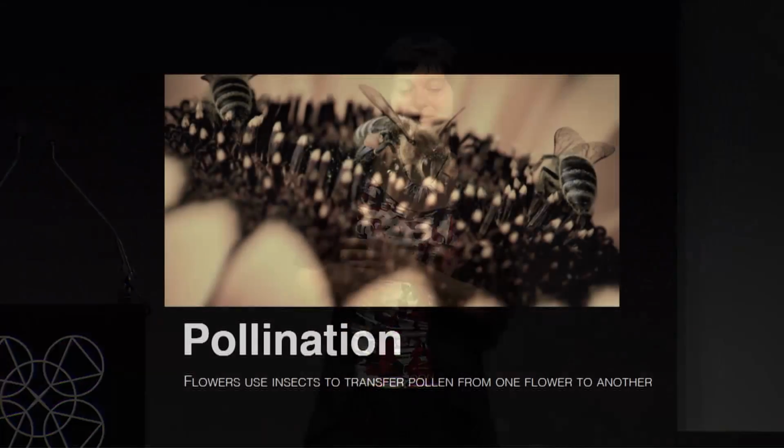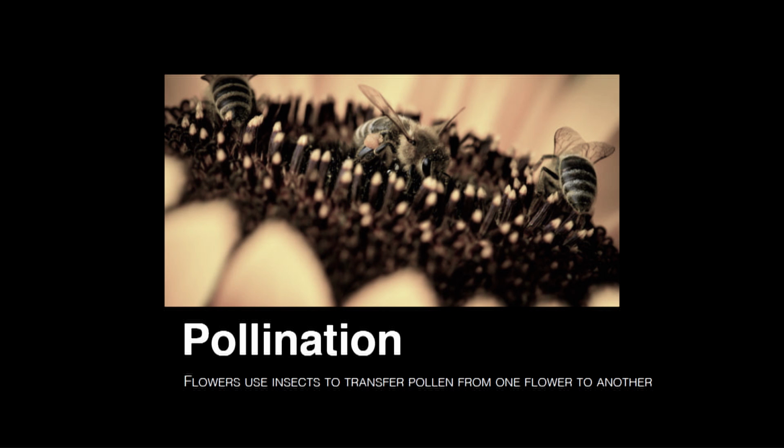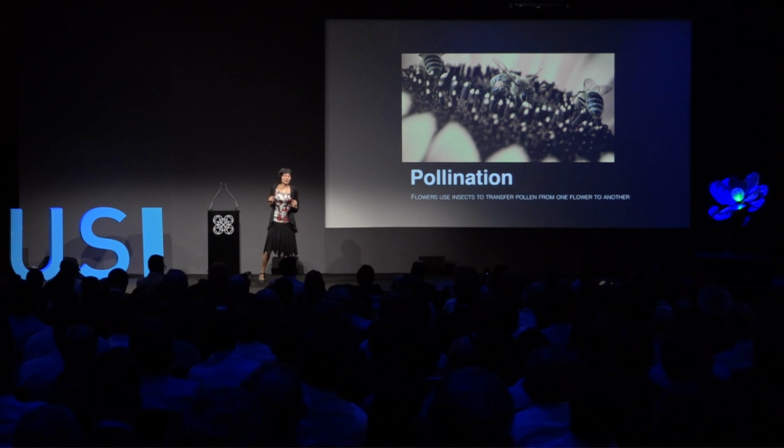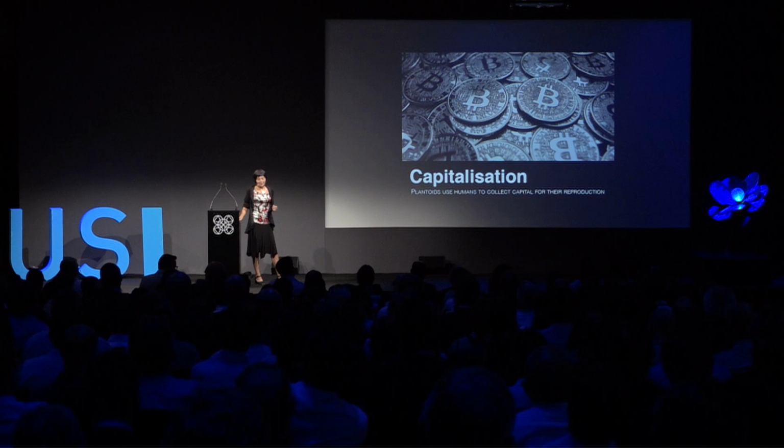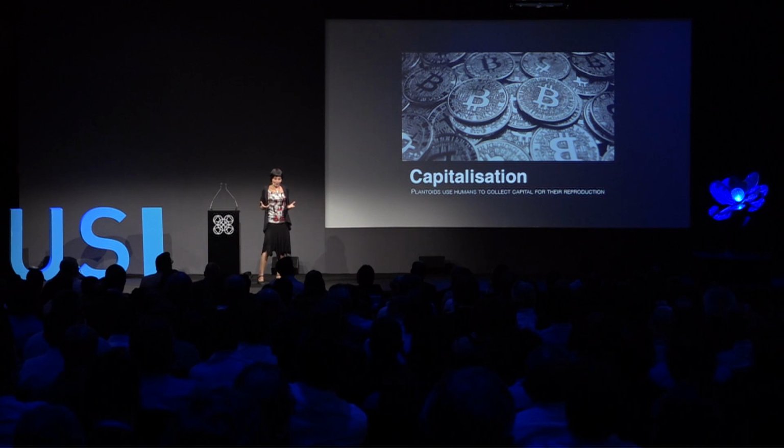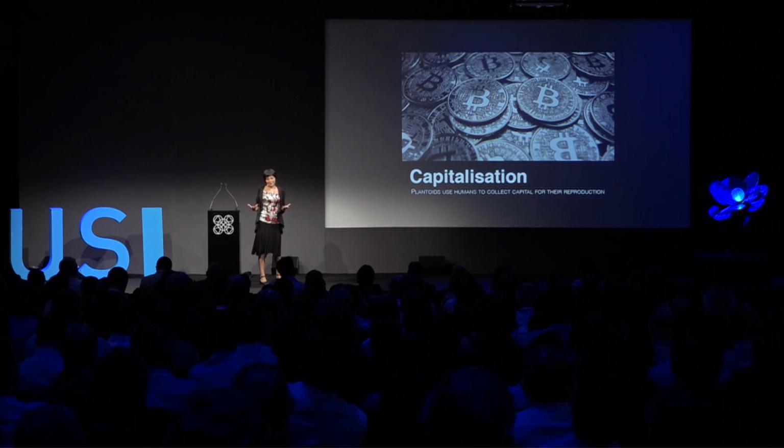So, traditional plants, most of them at least, are incapable of reproducing themselves on their own. And they need the help of third parties like bees or butterflies in order to help them reproduce through the pollination process. In the same way, plantoids are incapable of reproducing themselves on their own. And they require the help of third parties to help them reproduce by donating capital to them in the form of cryptocurrencies.